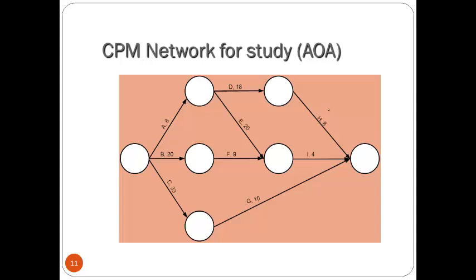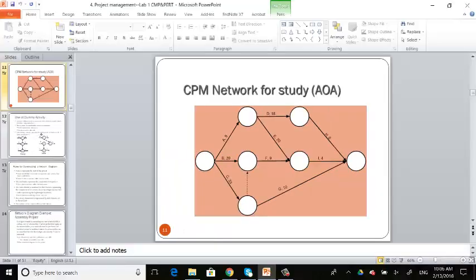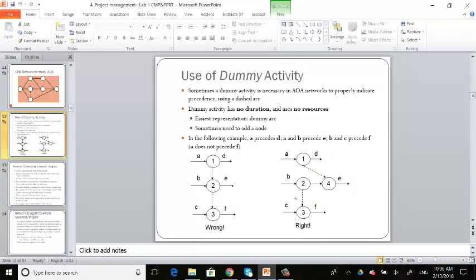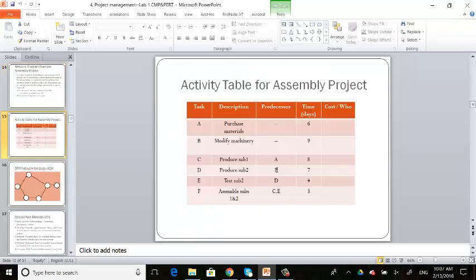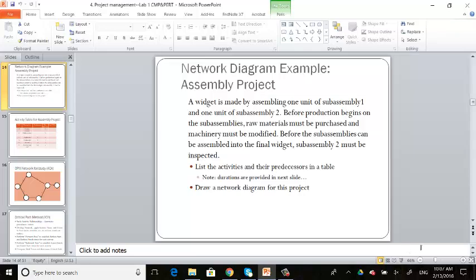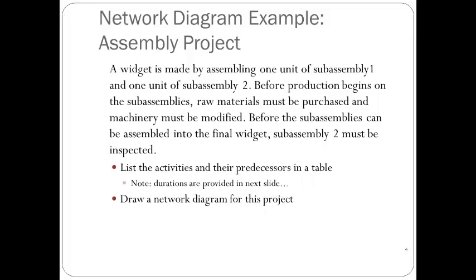So this is one example we talked about last Thursday. And we also talked about the use of dummy activities to represent certain predecessor relationships. For example, in this case, if A is not a predecessor of F, but both B and C are, then we use a dummy activity and dummy arrows to represent that correctly. Then we ended at this problem here. Okay, so we'll read the problem again.